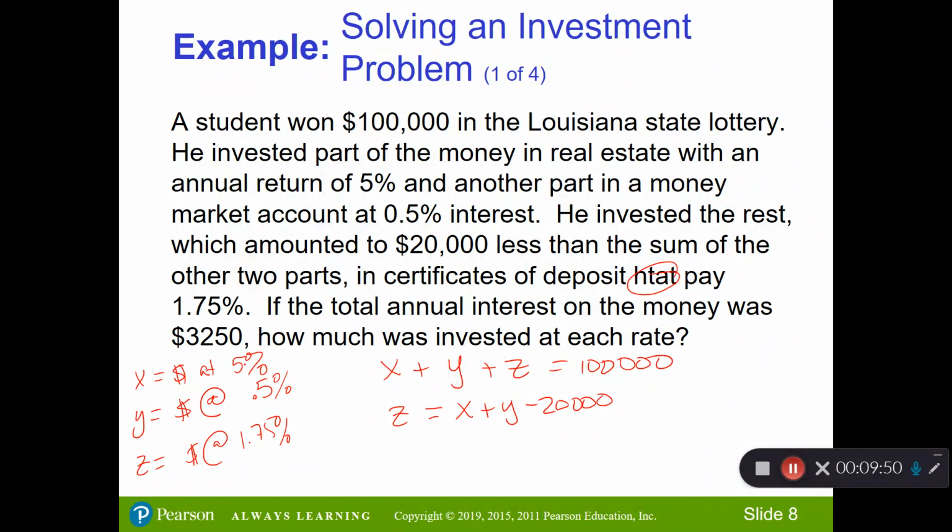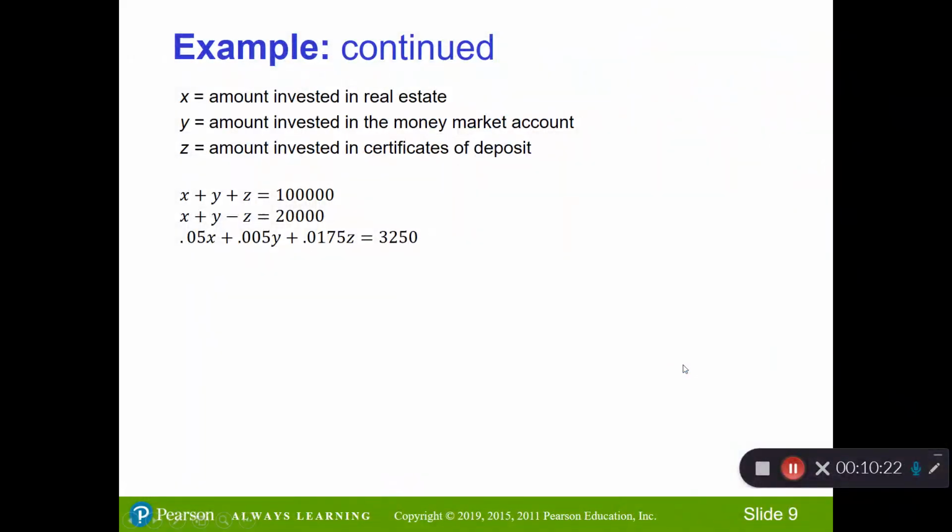The interest rate times the amount invested gives me the interest. So to find the amount of interest earned at 5%, I would multiply 5% as a decimal, 0.05, times x. The amount of interest earned at the 0.5% would be 0.005y, and then 0.0175z, and that's my total interest of $3,250. So we end up with these three equations and the three unknowns. All right, now we can solve.